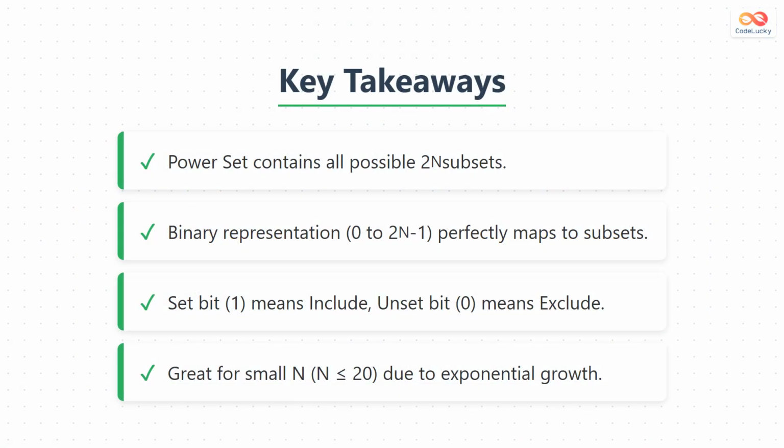To wrap up, remember these key points. The power set contains all possible subsets. We can generate them by simply counting from 0 to 2 to the n minus 1. A set bit means include, and an unset bit means exclude. This approach is very efficient and clean for small input sizes, typically where n is less than or equal to 20.